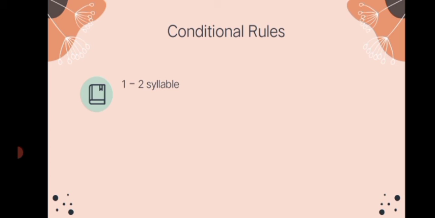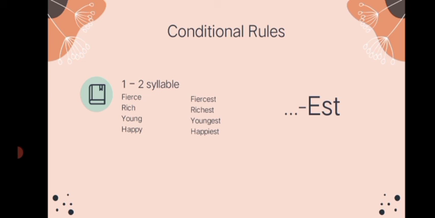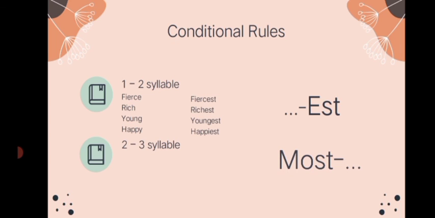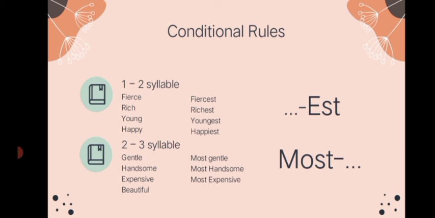The first: if you find an adjective or an adverb in a superlative degree sentence, you may put est after the word. For example, fierce, rich, young, happy. Those words will become fiercest, richest, youngest, happiest. And then for two up to three syllables in an adjective or an adverb, you may put most before the word. For example, gentle, handsome, expensive, beautiful. Those words will become most gentle, most handsome, most expensive, and most beautiful.